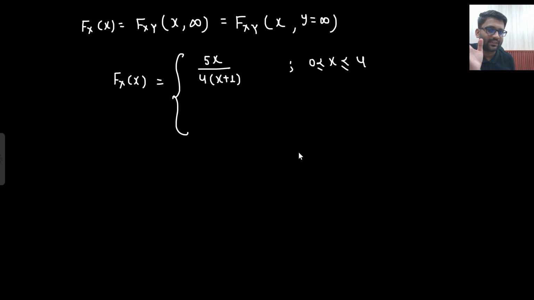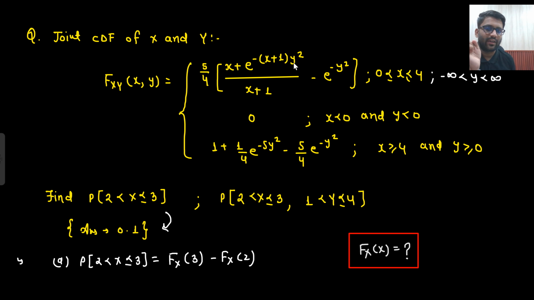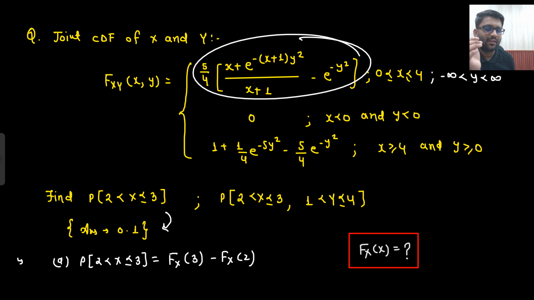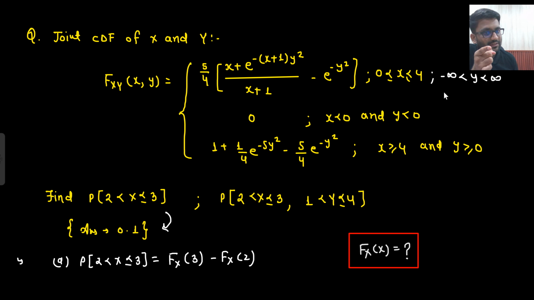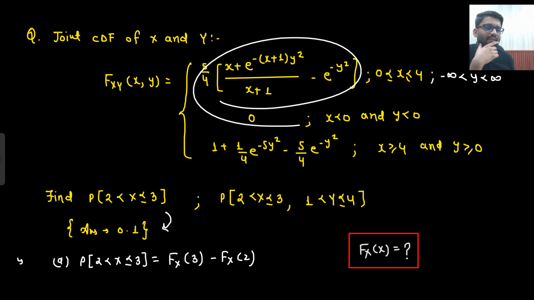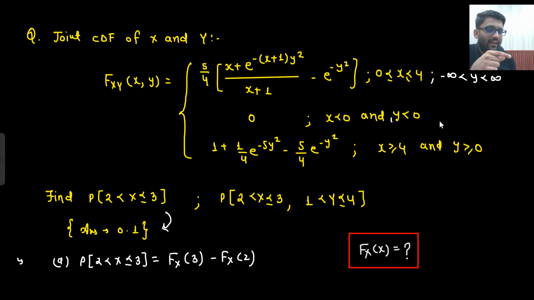What am I finding? I am finding Fx(x). For finding Fx(x), what do I need to do? In place of y, I need to put infinity. Someone will have a doubt, sir, y equals infinity should be put here. But if nothing is mentioned, that means by default x is going from 0 to 4, and then this is the expression. If they are not mentioning y, that means y goes from minus infinity to infinity, and this would be the expression. When x is between 0 and 4 and y could be anything, then this would be the expression. When x is less than 0 and y is less than 0, then this would be the expression. When x is greater than or equal to 4 and y is greater than or equal to 0, then this would be the expression. Is that clear to you?